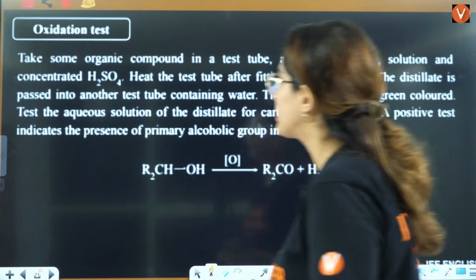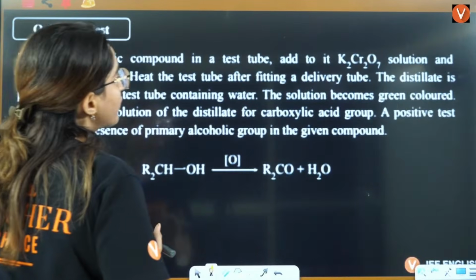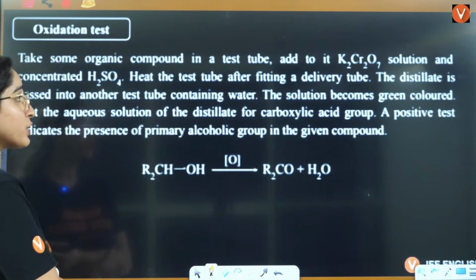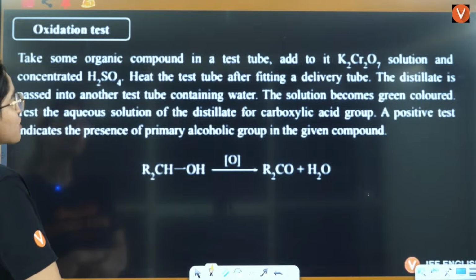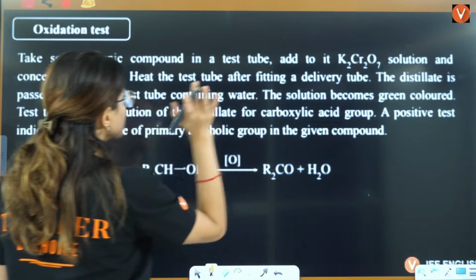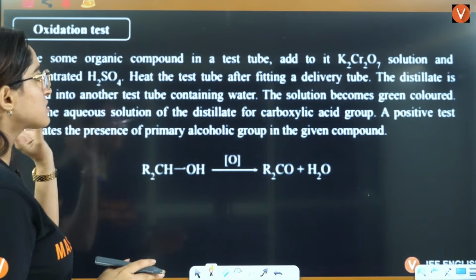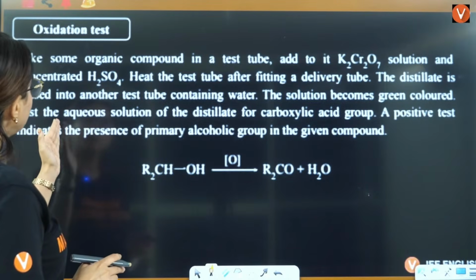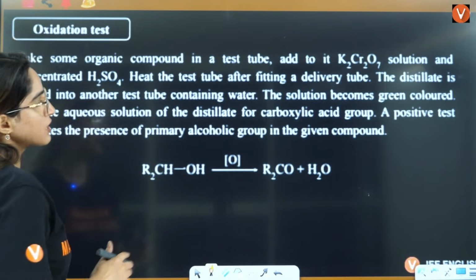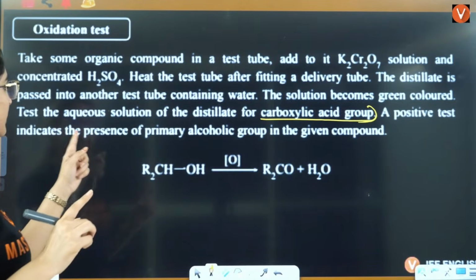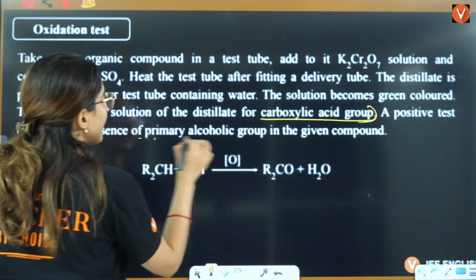Oxidation you will do here. Take some organic compound in a test tube, add it to a strong oxidizing agent, that is K2Cr2O7 or concentrated H2SO4. Heat the test tube, and the solution becomes green colored. Test the aqueous solution of the distillate for carboxylic acid group. A positive test indicates the presence of primary alcoholic group.